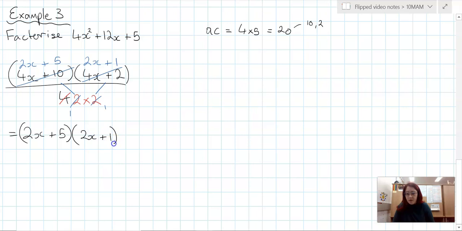times 2x plus 1. Once again, we'll expand that to make sure. 2x times 2x, 4x squared, 2x times 1, 2x, 10x, 5, 4x squared, 12x plus 5. That's exactly what we had at the start. So, hey presto, we're all good.